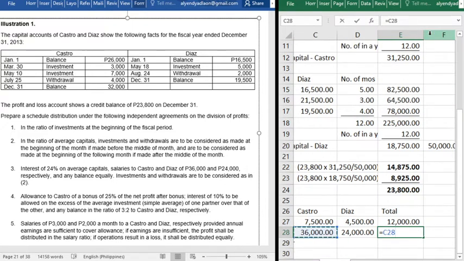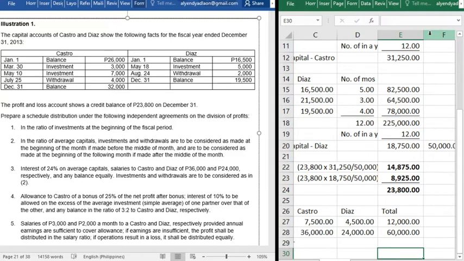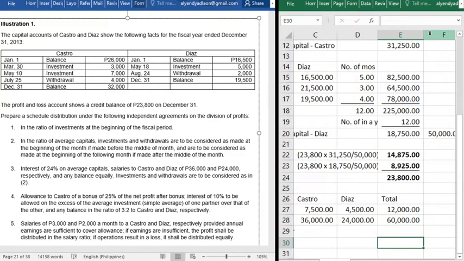Okay, now 36,000 plus 24,000, that is 60,000, and the remainder will be divided equally. So how much is the remainder? So we first have to get the total. So the total is 23,800. So whatever is the excess, that will serve as our remainder. So we have... Oh, look class, as you can see, this is much bigger. 12,000 and 60,000, then the one that is stated here, is bigger than our profit.